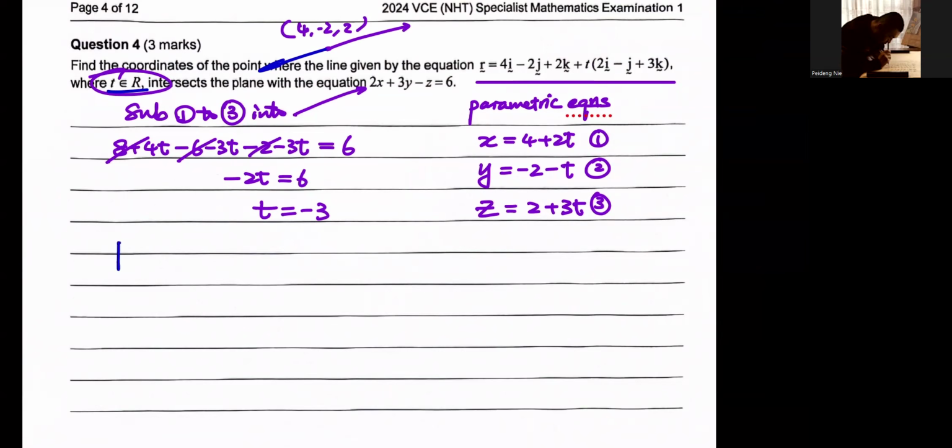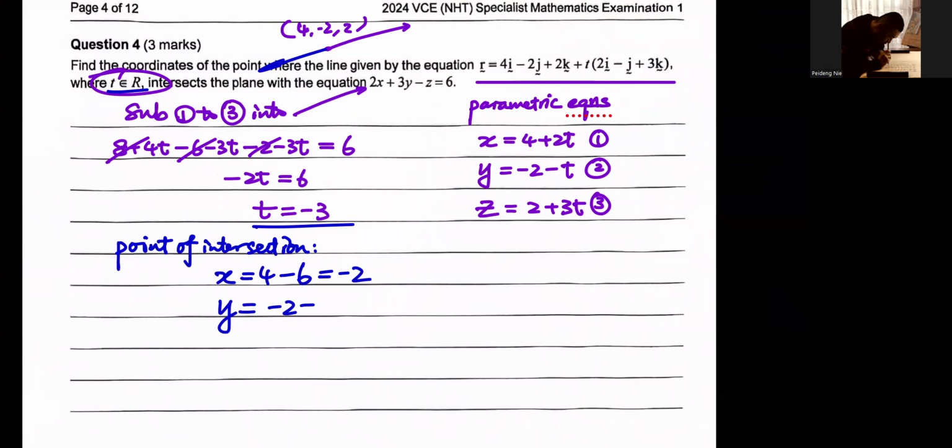And then finally, for the point of intersection, you need to chuck t equals negative 3 into x, y, z. x equals 4, take 6, that's negative 2. y is negative 2 plus 3, take negative 3 plus 3, so that's 1. And z equals 2, take 9, that's negative 7, okay? Coordinates will be negative 2, 1, minus 7, okay? So that's what I'm thinking.